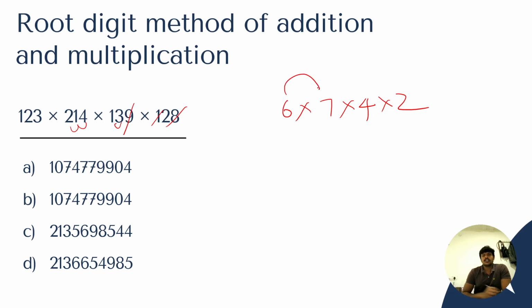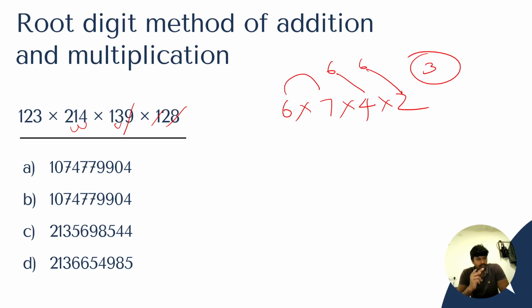So 6 sevens, 42. You can multiply 42 with 4, or you can again convert them into single digits. So 4 plus 2, 6. 6 into 4, 24. 2 plus 4, 6. Again, 6 into 2, 12. 2 plus 1, 3. So our final root digit here is 3. So which of those options has a root digit of 3? That will be our answer.